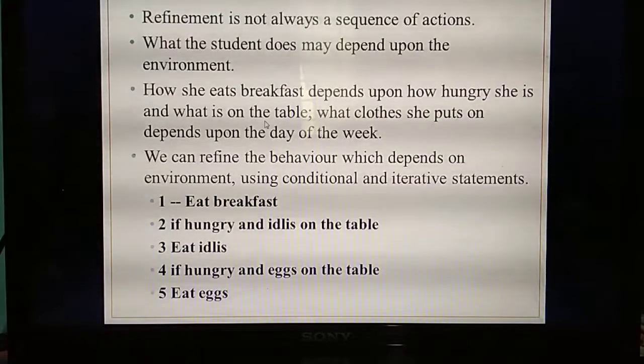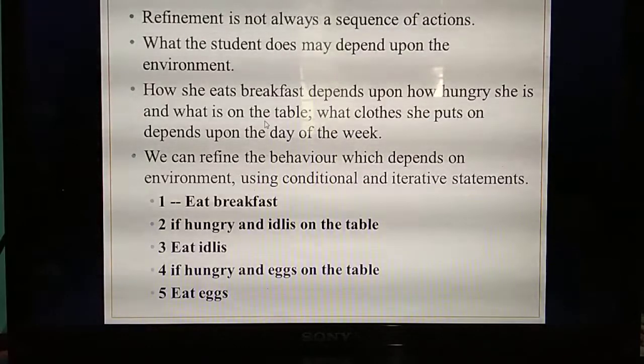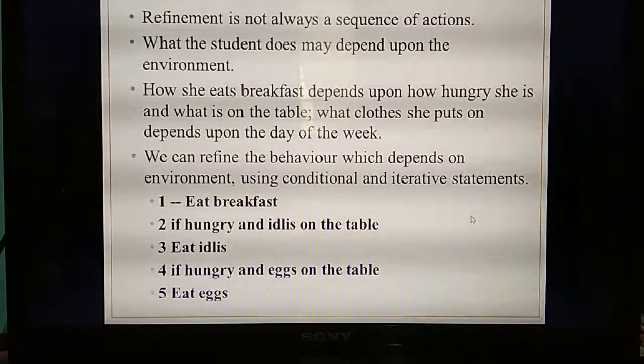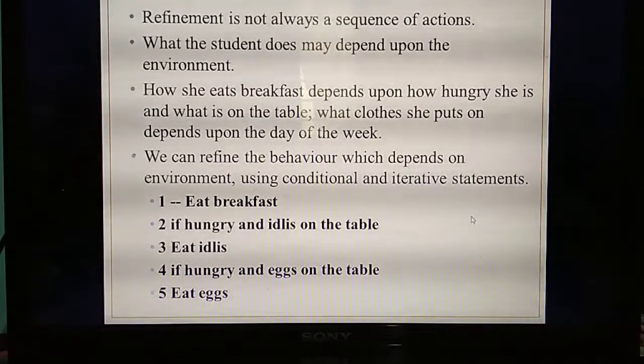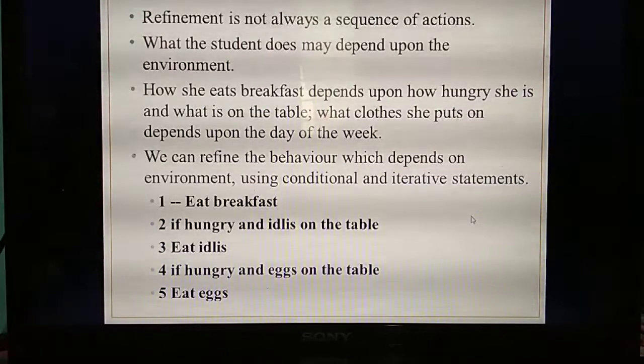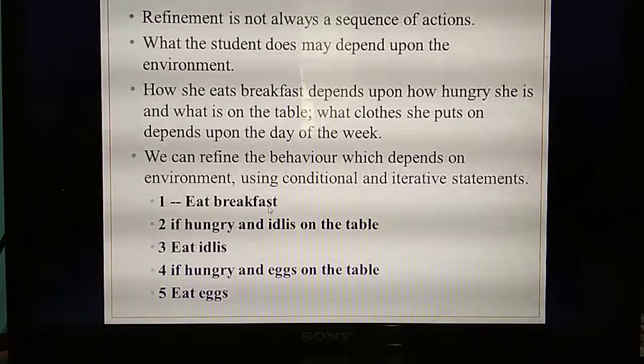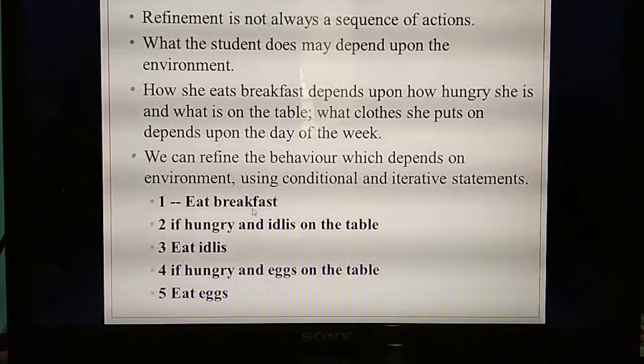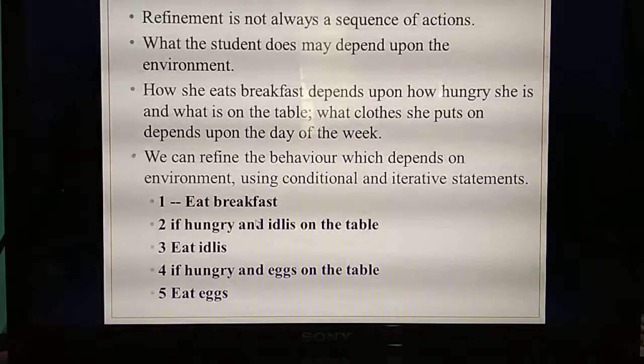Understand? So again, you are going to split that main sub-problem into again smaller problems by using conditional statements. What do you mean by conditional statements? True or false. That means conditions. That is called conditional statements, isn't it? So again, you are going to split the same thing into smaller sub-problems using conditional statements. So what's the first main sub-problem? Eat breakfast. So under eat breakfast, what are the things we have given? Eat idli, eat egg, eat banana.